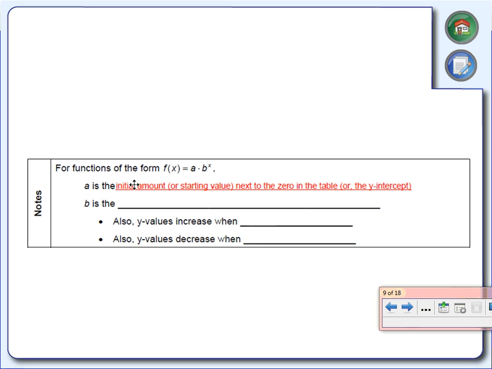What did we say B was? The ratio, or the pattern, or what we are multiplying by. Okay, so there's a couple of different ways that we can phrase this. It's the ratio. It's what we're multiplying by. It's our pattern.